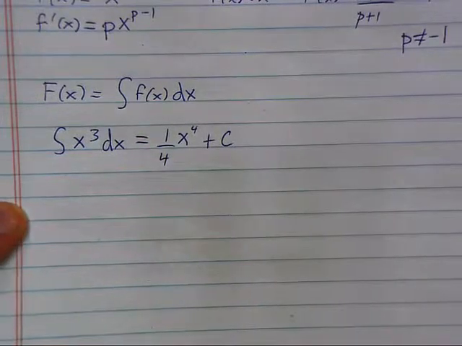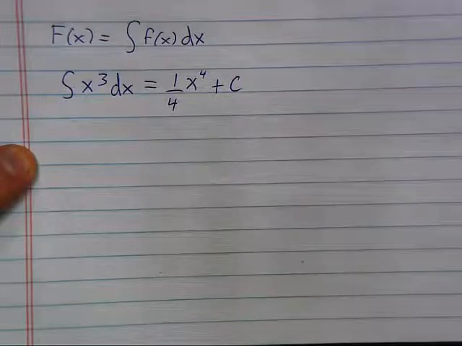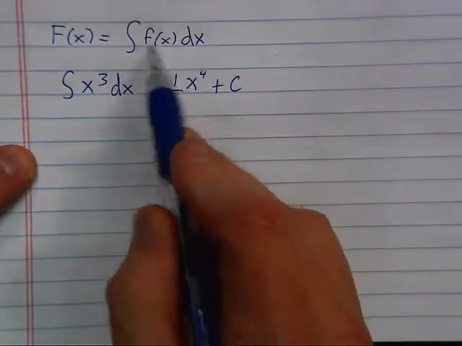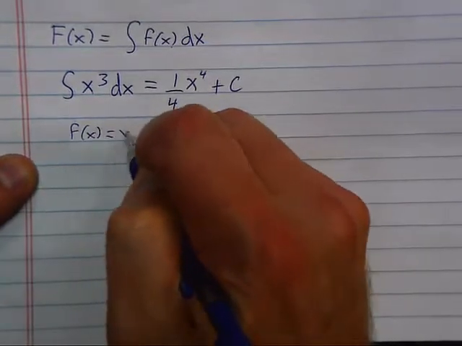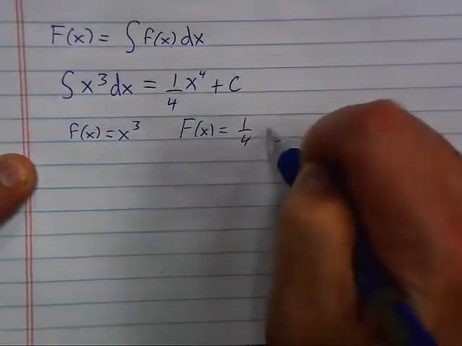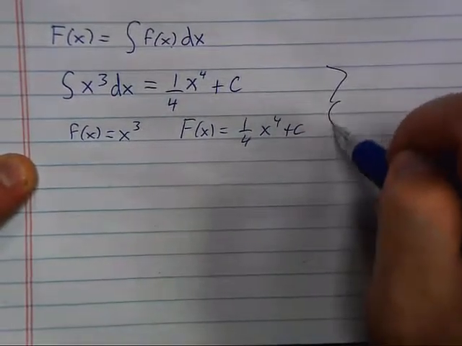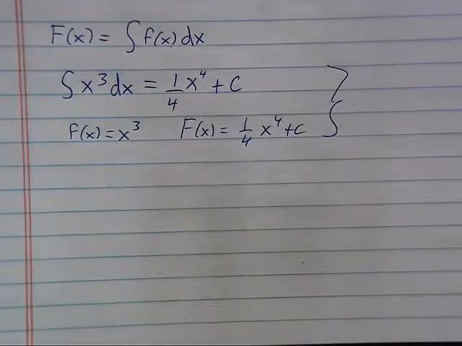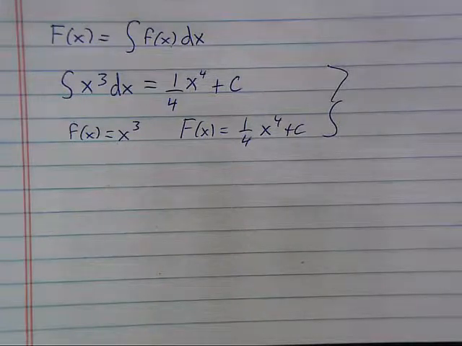Wait, do you have to mess with c? We'll mess with c here in just a few minutes. So why did you put the x to the third there instead of f of x to the third? Well, x to the 3rd would be my little f of x here. So with those symbols, it's just implied. So in this symbol, f of x would be x cubed, and capital F of x would be 1/4 x to the 4th plus c. So these two lines say exactly the same thing. I'm just using the symbols for antiderivative.